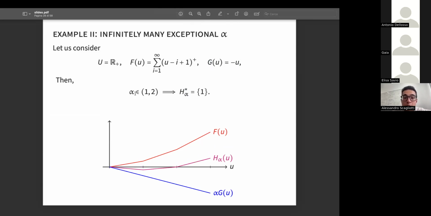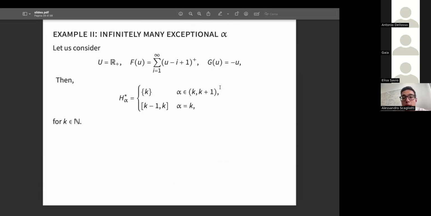Then, if we choose alpha to be any value between 1 and 2, the picture of the graph of h alpha is the following one. Once again the minimizer is reduced to a single point, and this single point is 1. As you may imagine, whenever alpha is in between two integers, extremes excluded, the set of minimizers is reduced to a single point, and hence the trade-off invariance principle holds.